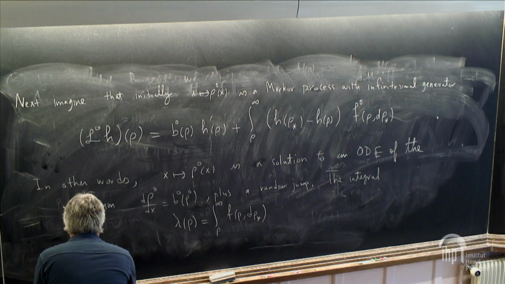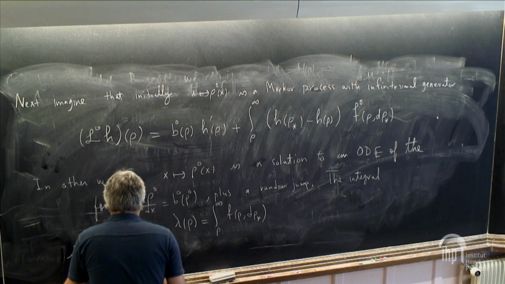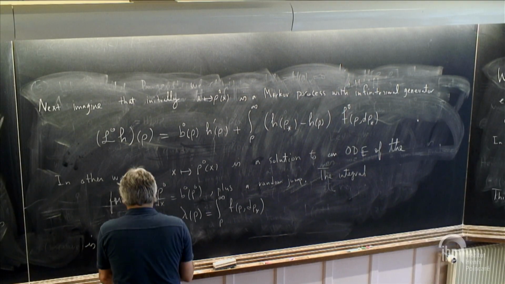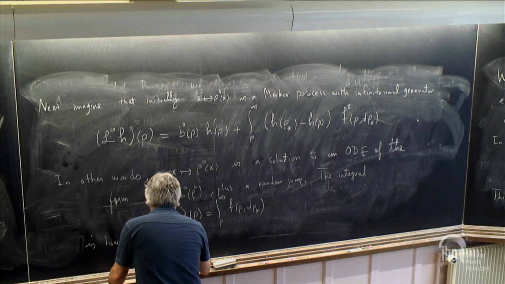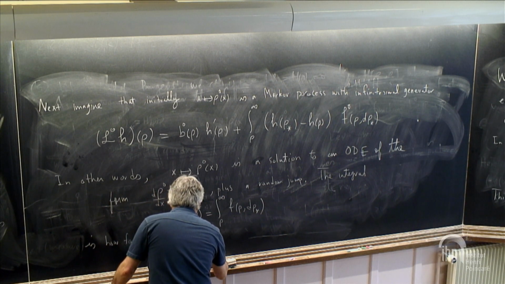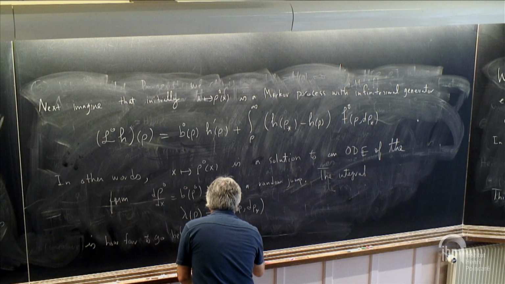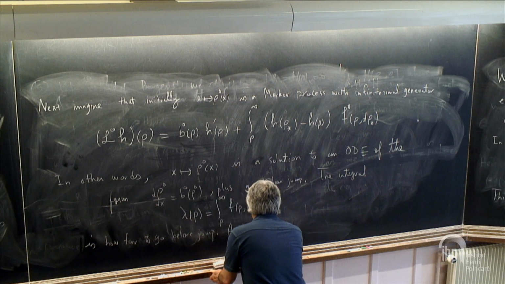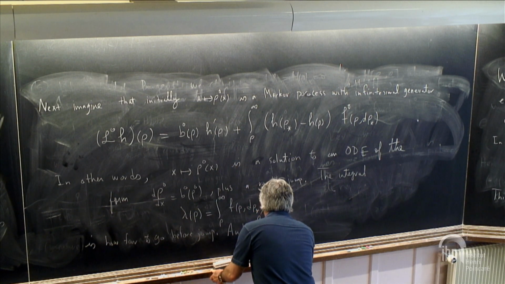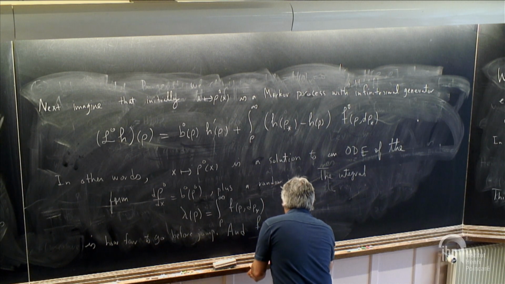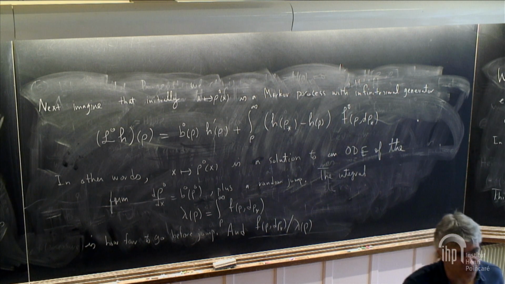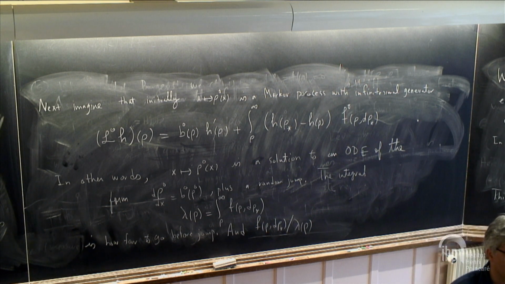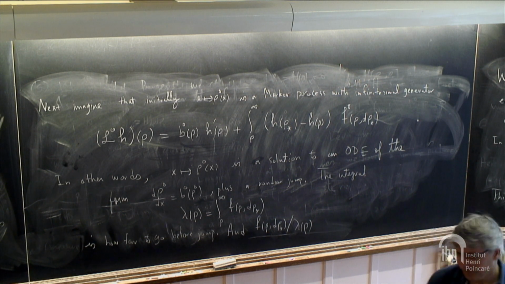It is how far to go before the jump. And this f rho d rho star divided by lambda rho, the normalized version of this, is the statistics of the jump. That would be the probability to jump from rho to rho star.